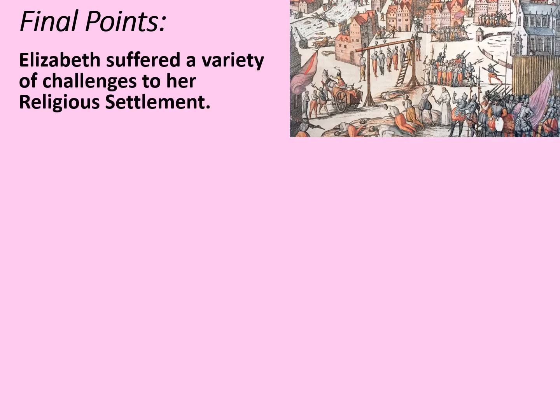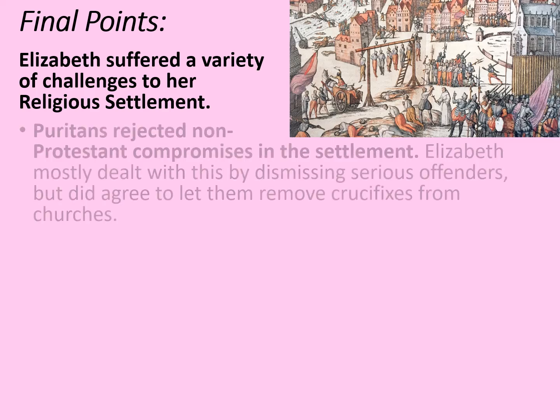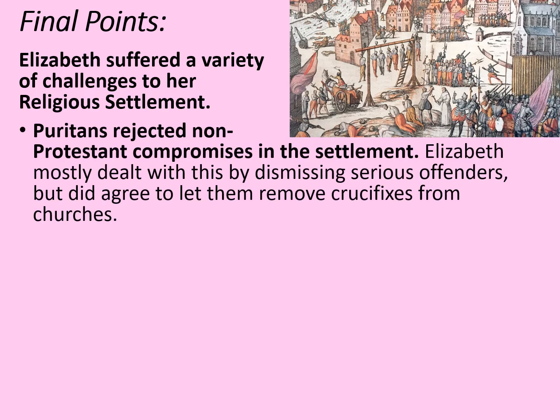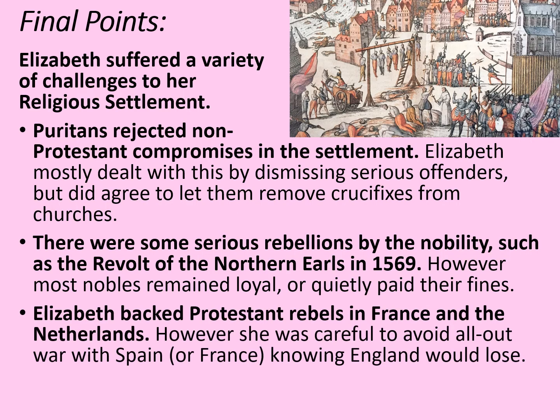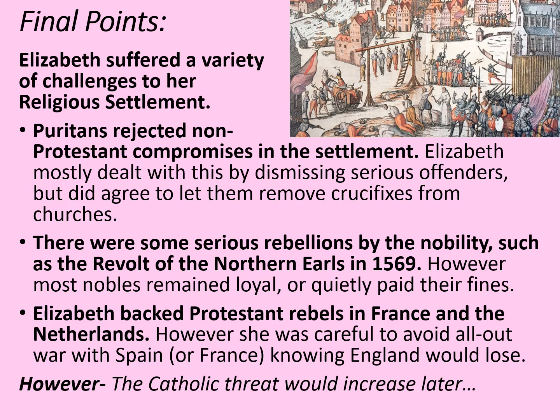Some final points then. Elizabeth suffered a variety of challenges to her religious settlement. Puritans rejected non-Protestant compromises in the settlement. Elizabeth mostly dealt with this by dismissing serious offenders, but she did agree to let them remove crucifixes from the churches. There were also some serious rebellions by the nobility, such as the revolt of the Northern Earls in 1569, which we'll look at separately. However, most nobles remained loyal or quietly paid their fines. Also, Elizabeth backed Protestant rebels in France and the Netherlands. However, she was careful to avoid all-out war with Spain or France, knowing that England would lose. However, the Catholic threat would increase later, and future videos will cover that very theme.